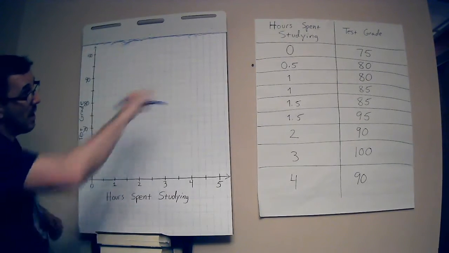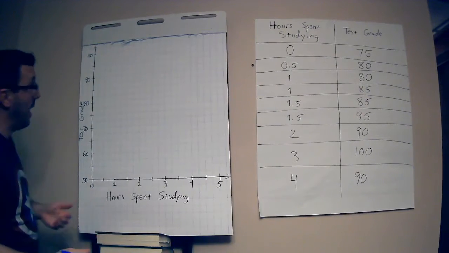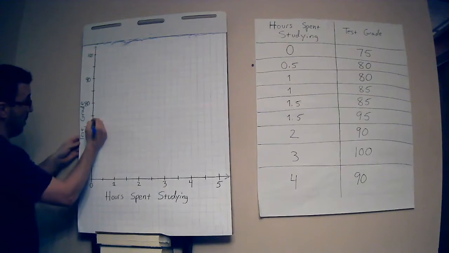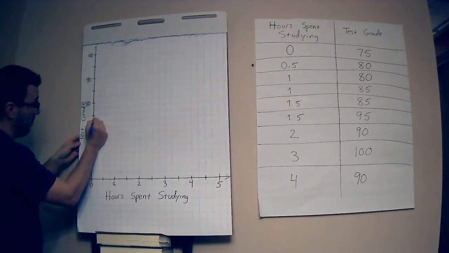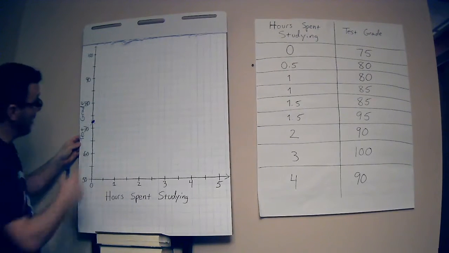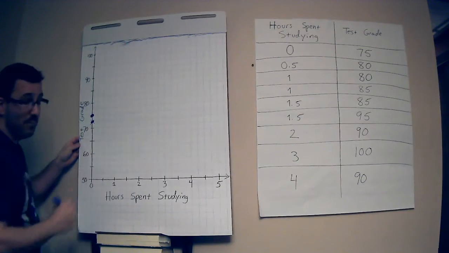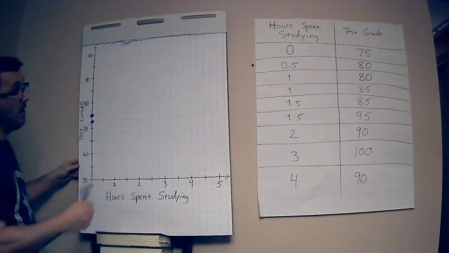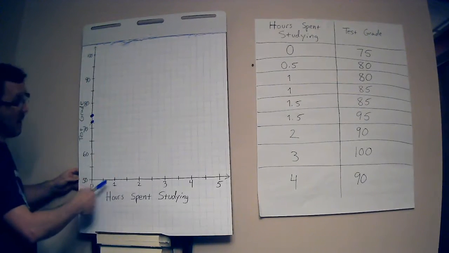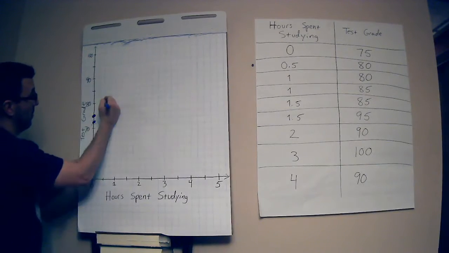So the first one we have up there is the student didn't study at all, and they got a 75. So I'm going to start here at 0, and I'm going to go up, and I'm going to put a point. I'm going to make them kind of big. Oh, I'm not even paying attention to what I'm doing. It's got to go up here. My bad. It happens. All right, so that's the first one. So at half an hour, one student had half an hour, they got an 80. Let's make sure we put this in the right spot. So that's right here.